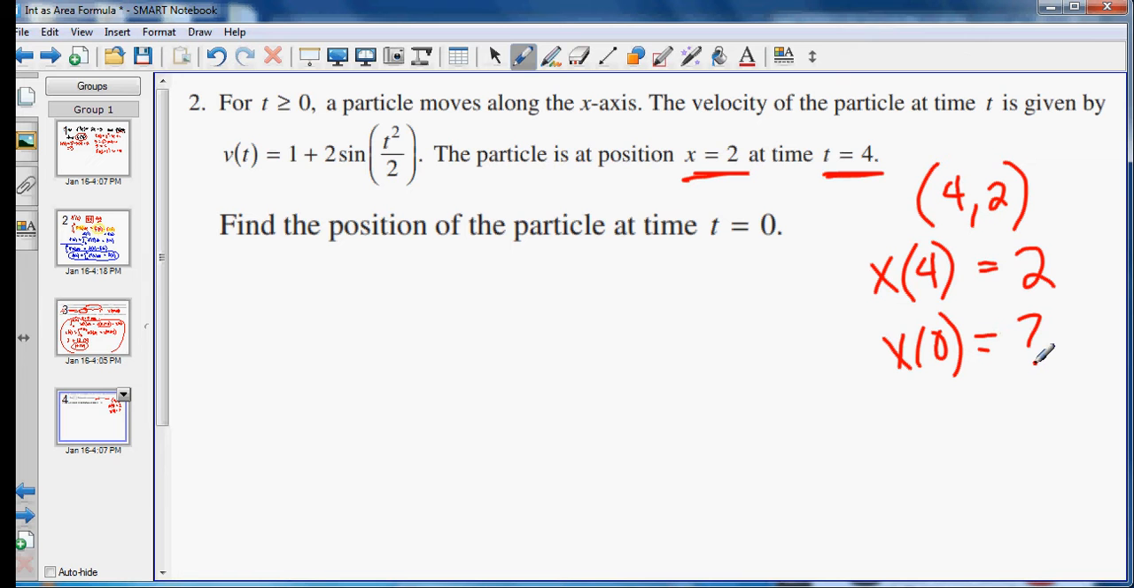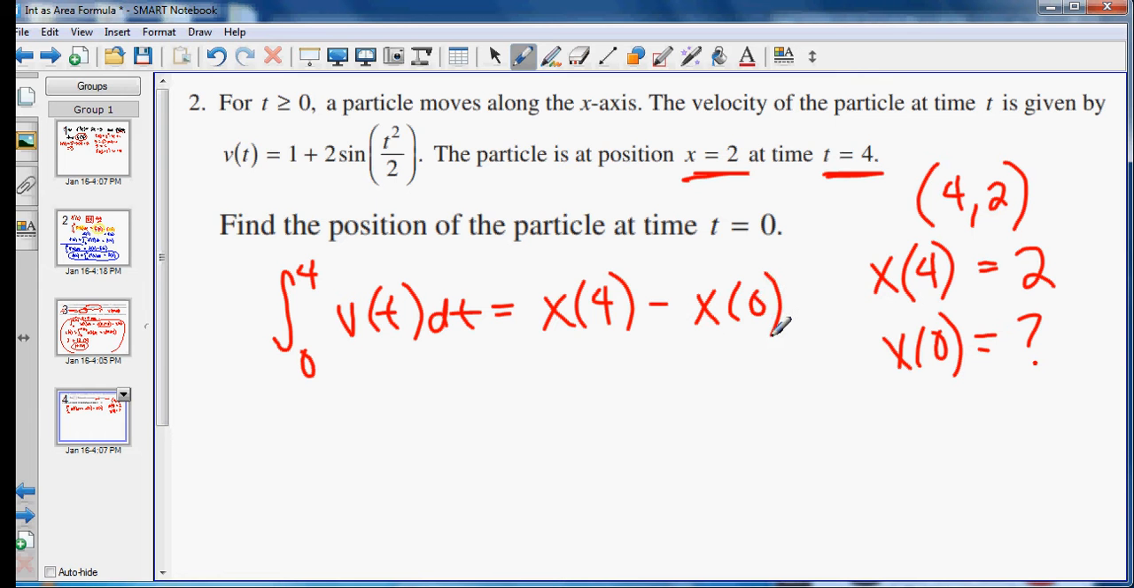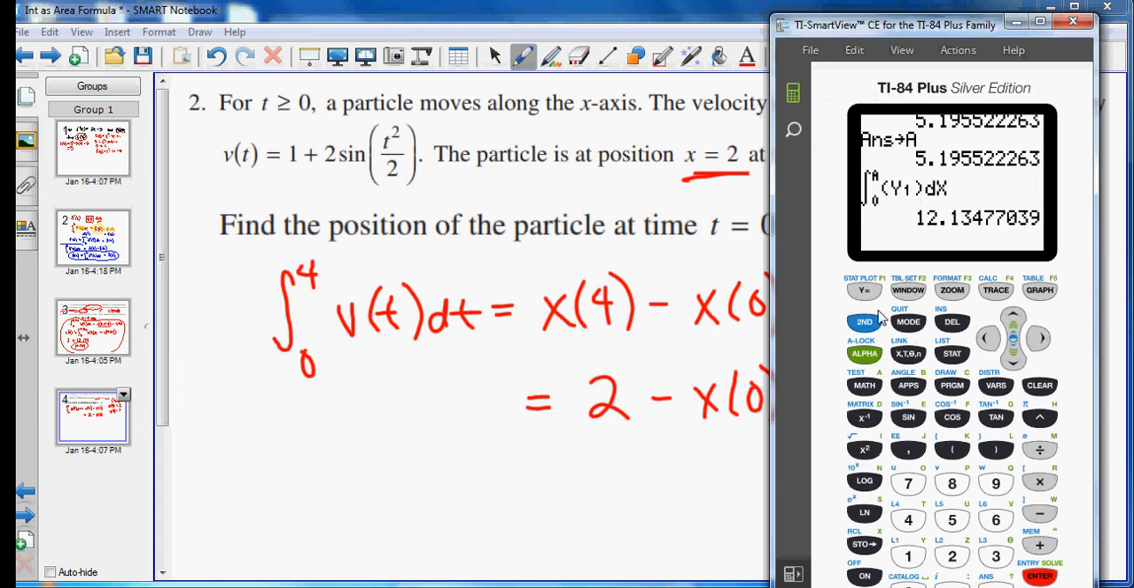So if you think about it, using the fundamental theorem, we know the integral from 0 to 4 of the velocity equation is equal to the position of 4 minus the position at 0. Again, antiderivative of the velocity function is the position function. Then you plug in the top number minus plug in the bottom number. So we already know x of 4 is 2. And we can solve for the integral in our calculator.